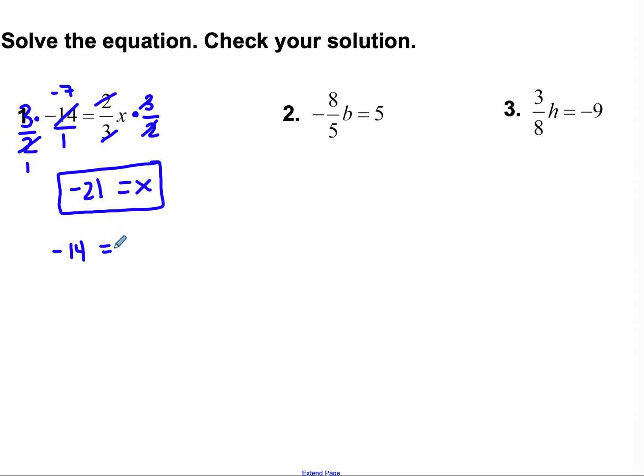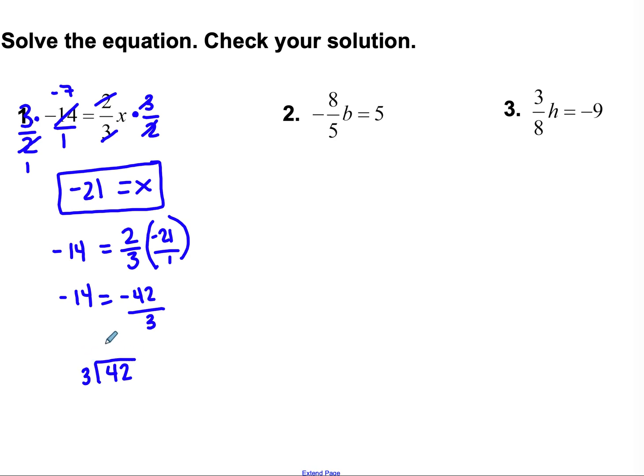So -14 equals 2/3 times -21. Since I have fractions, I'm just going to write that as -21 over 1. All right, I did cross canceling here, so I'll just multiply straight across on my check, just to show you both ways. 2 times -21 is -42. 3 times 1 is 3. All right, 42 divided by 3.